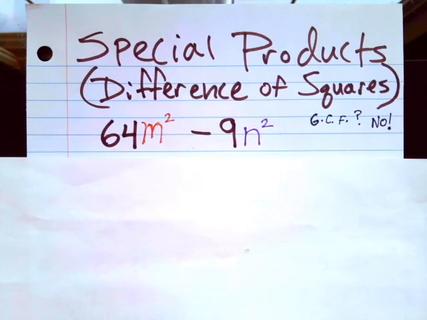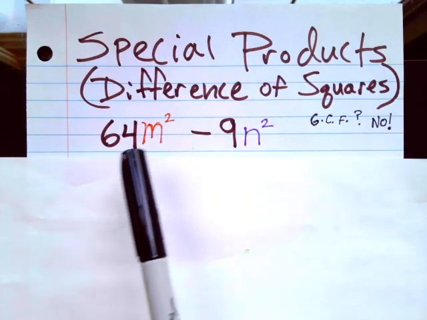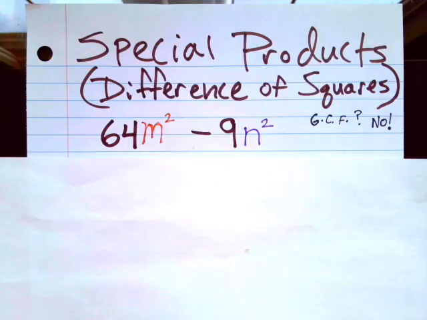Welcome back to part 16 in trying to find zeros of a function by factoring. And I'm going to continue a second example of going over special products, factoring difference of squares.